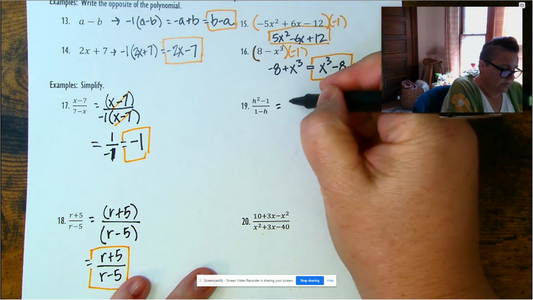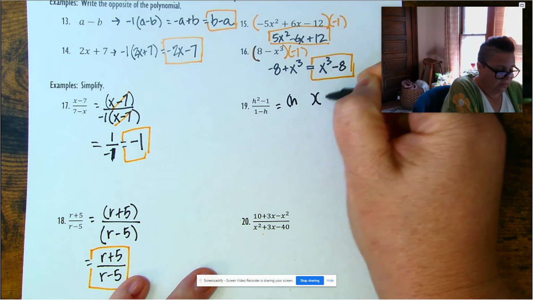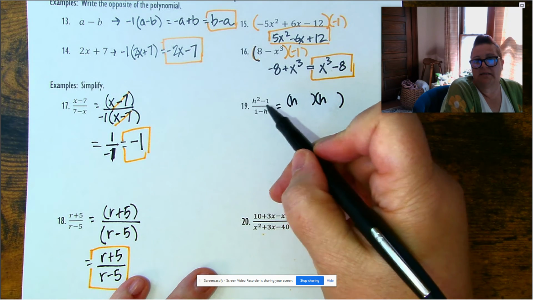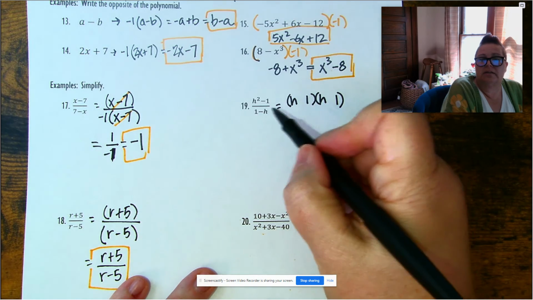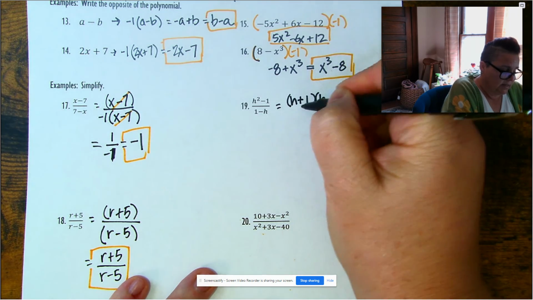H squared minus 1 will factor into two factors, an h in the first and an h in the second. And then because this is squared, I will need a 1 here and here. The difference of two squares gives me different signs: h plus 1, h minus 1.